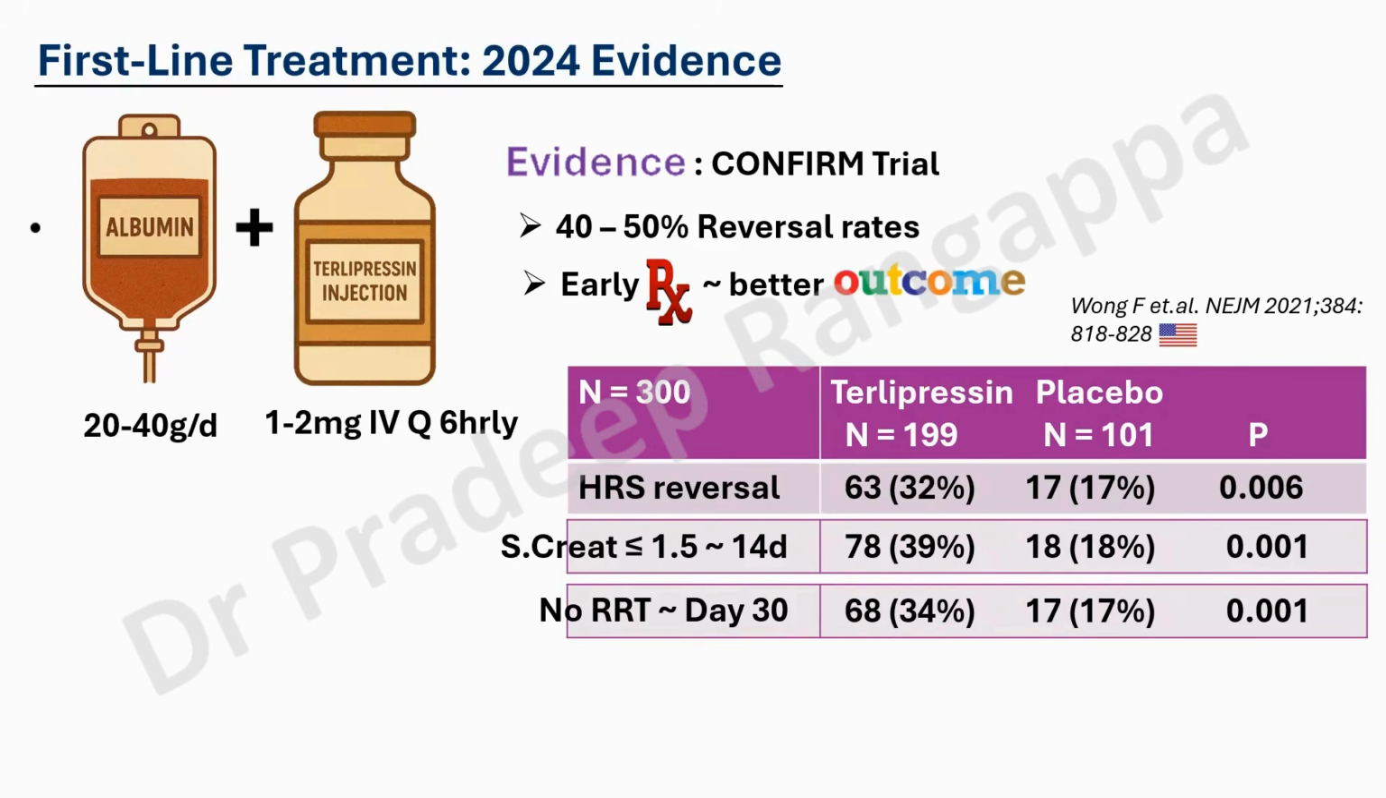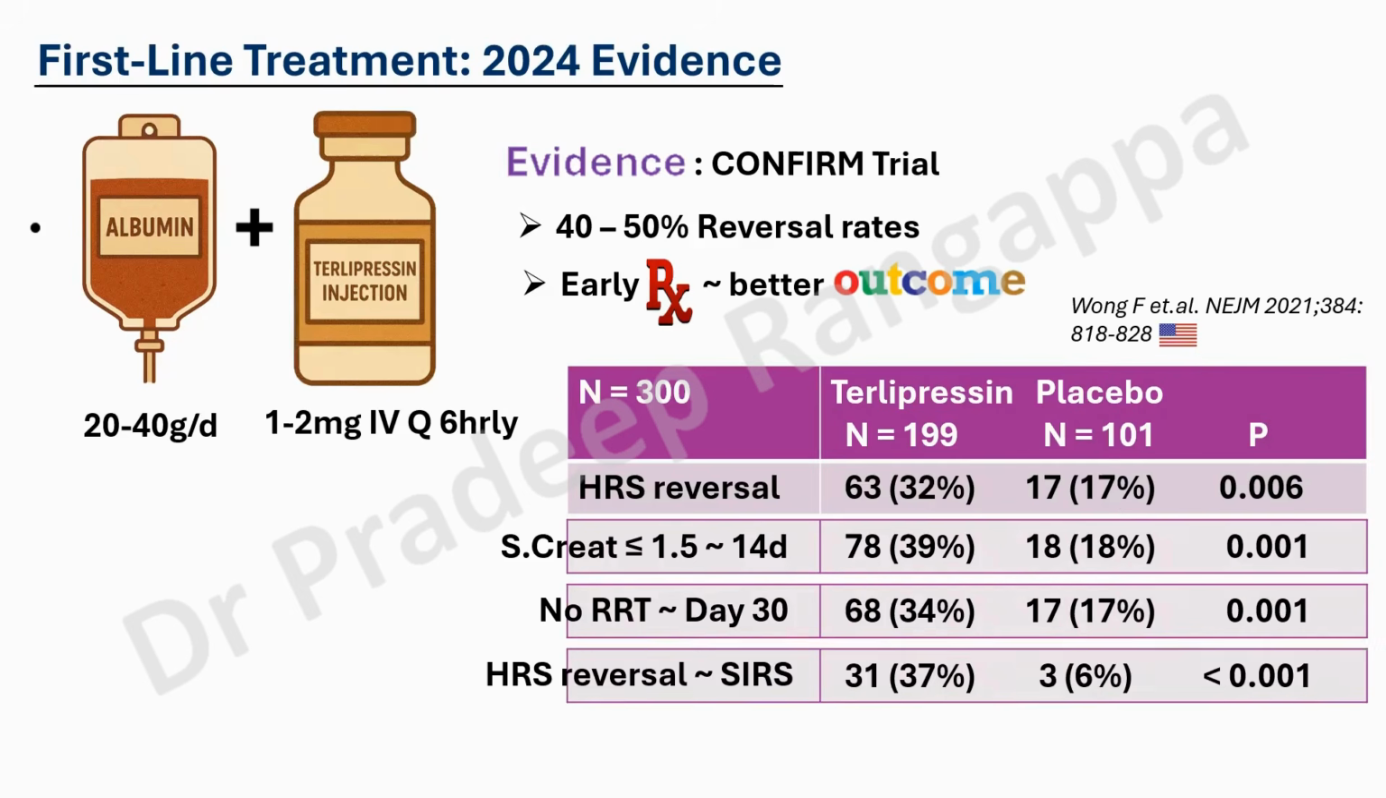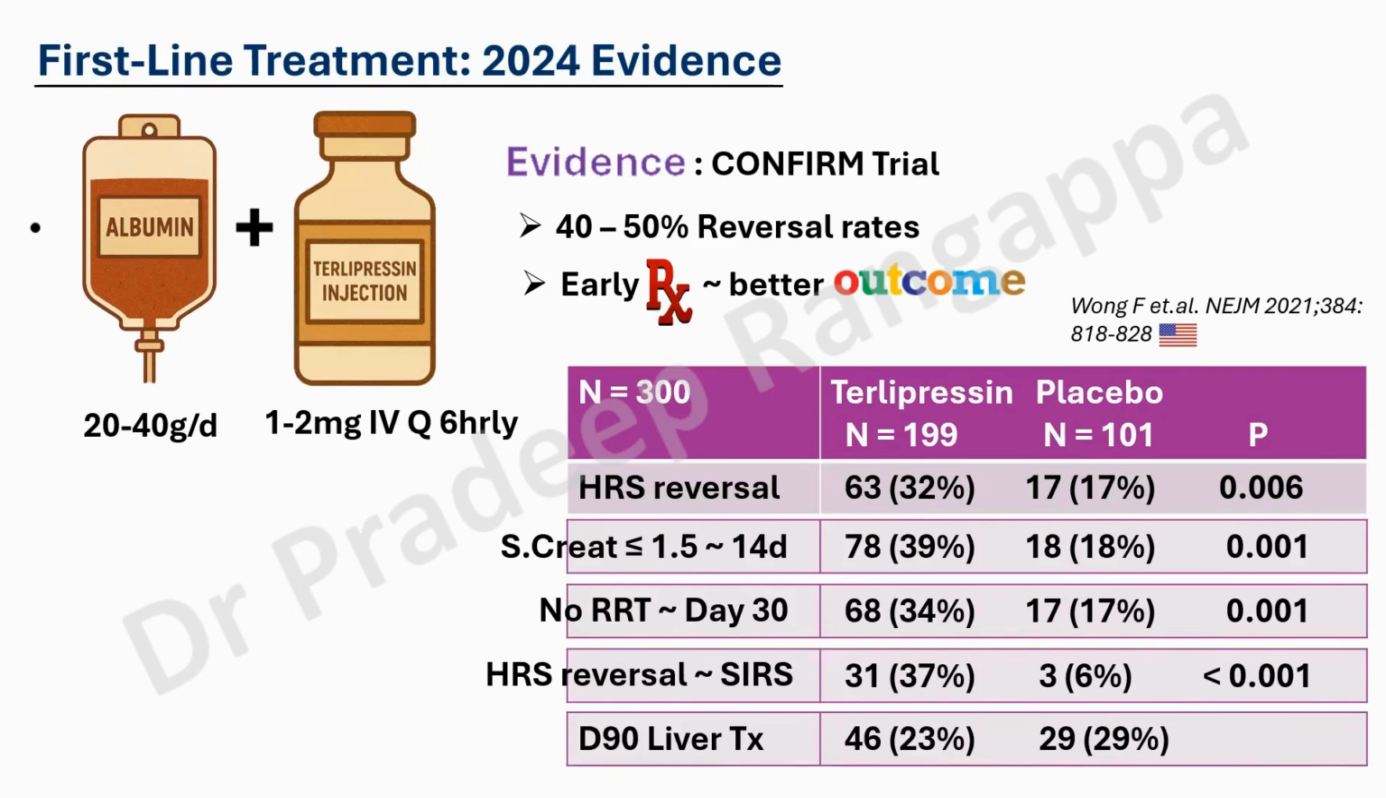And at day 30, the need for renal replacement therapy was also assessed. The patients who did not need RRT were more in the terlipressin group as compared to placebo. They did a subgroup analysis about whether HRS reversal in SIRS also happened better in the terlipressin group compared to placebo. It was a very strikingly positive study, showing that terlipressin had favorable benefit in HRS reversal in all subgroups. They even looked at day 90 liver transplant, and that did not show any major difference with terlipressin.